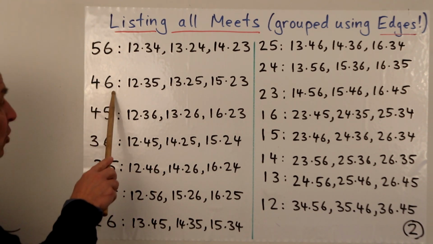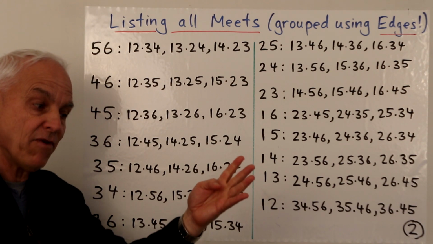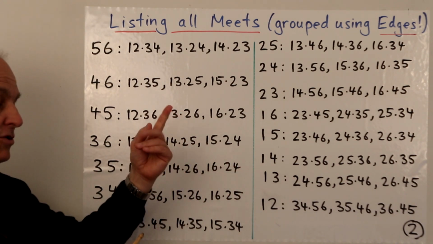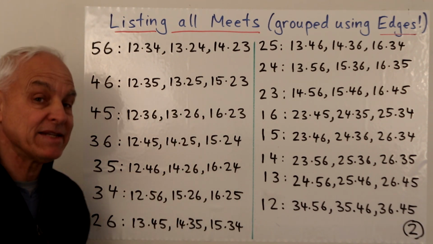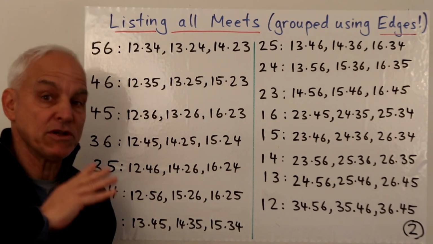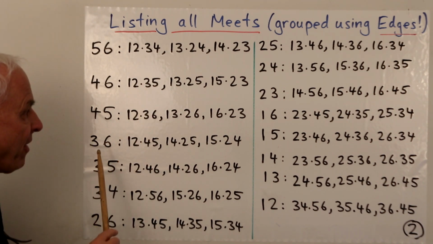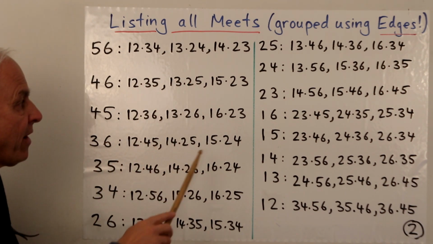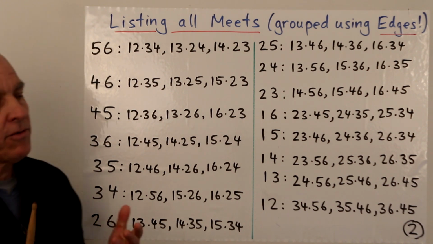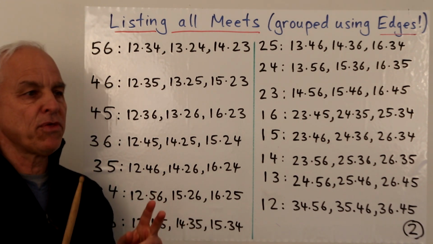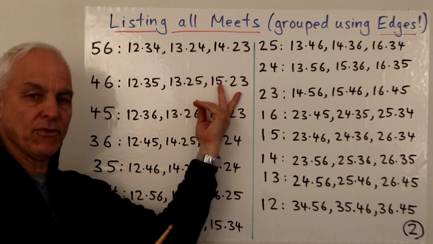So for example, associated to the edge 4, 6, the other nodes not involved in that are 1, 2, 3, and 5. And here are the 3 meets that we can create from those 4 nodes. 1, 2, 3, 5, 1, 3, 2, 5, and 1, 5, 2, 3. You'd say, well, wait a minute, what about 2, 3, 1, 5? Like changing those things around.